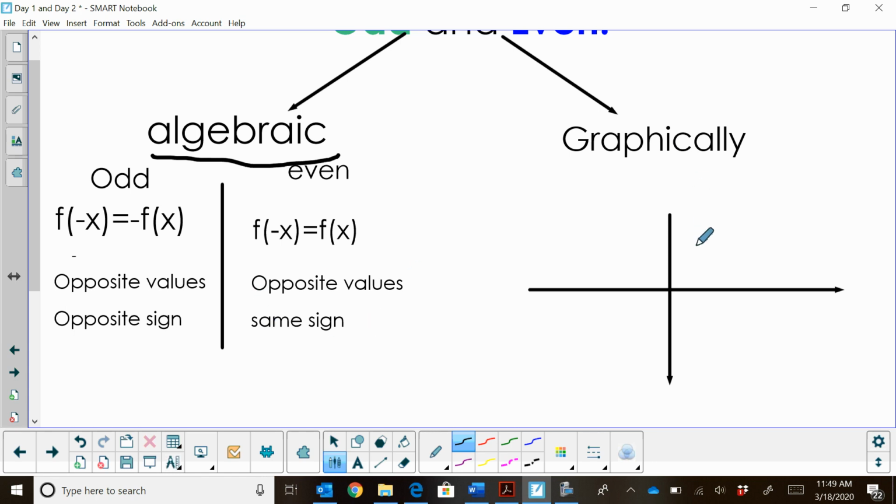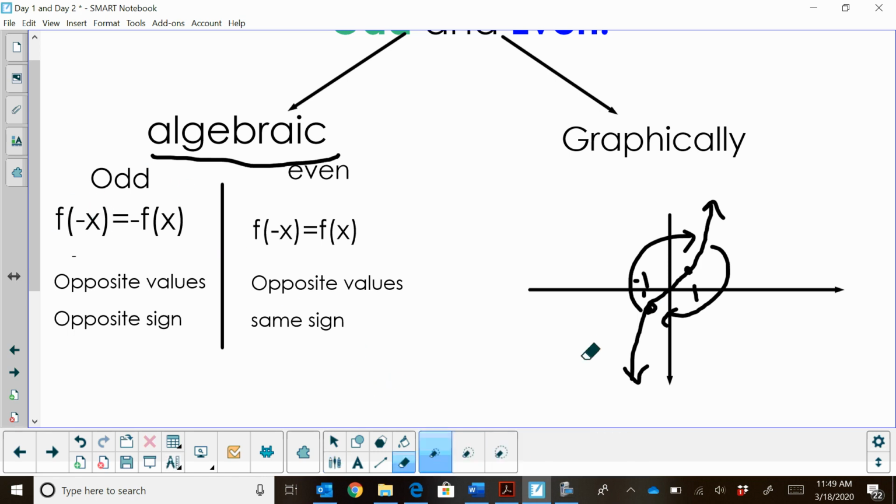So graphically, what does an odd even function look like? Well, let's just stick with some easy ones. Okay, a cubic function. A cubic function looks like this. Okay, it's an odd function. It's rotational about the origin. Therefore, it's an odd function because if I plug in the value 1, I'm going to get 1. If I plug in negative 1, I'm going to get negative 1. So when I plug in 1 and negative 1, I get opposite signed outputs. That's what an odd function is.